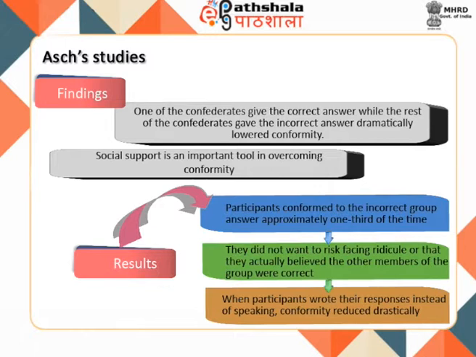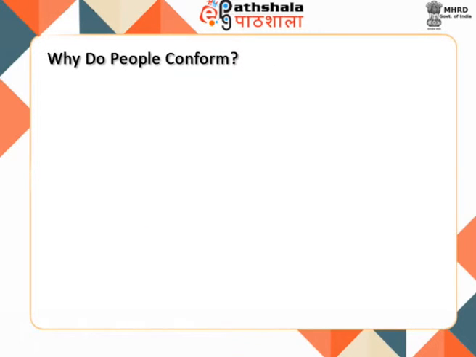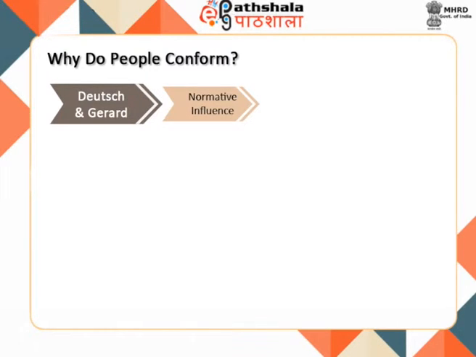The Asch conformity experiments are one of the most famous in psychology's history. This research has provided important insight into when, how, and why people conform. To explain why conformity occurs, Deutsch and Gerard named two possibilities: normative influence and informational influence.